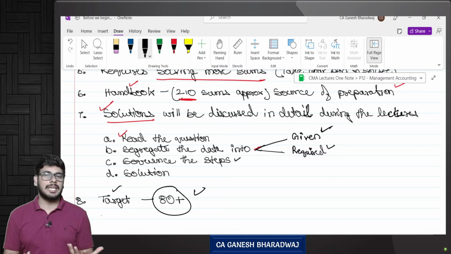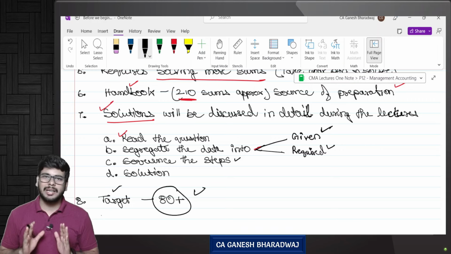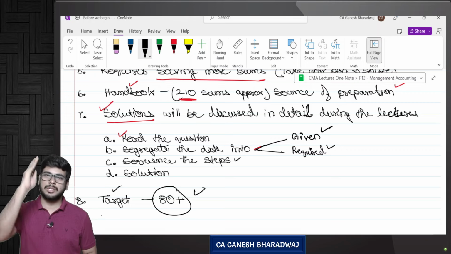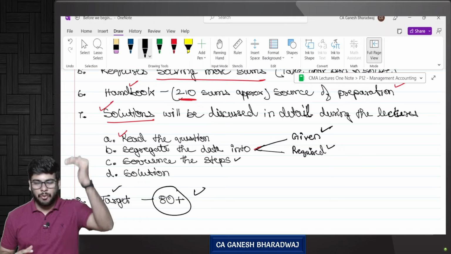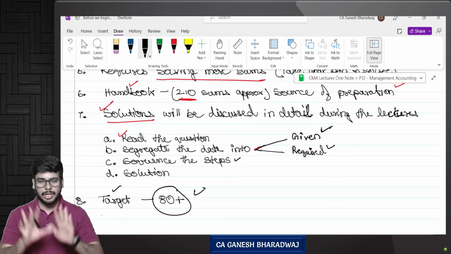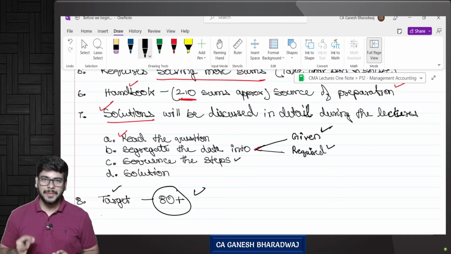People around us keep telling that, no, this is a high level course, so you cannot score above 70, 80 and all. Our target is only 60 or 50. No, don't think like that. Scoring an 80 plus is 100% possible. It is absolutely possible. If you strictly follow whatever I tell you during the course of our lectures, absolutely getting an 80 plus is possible.